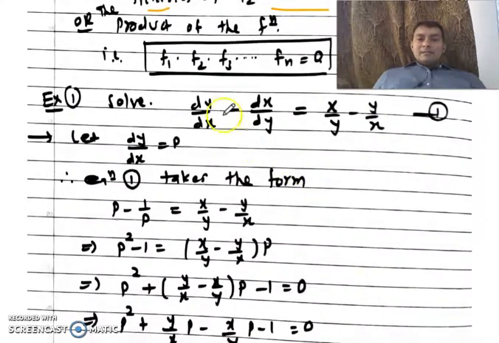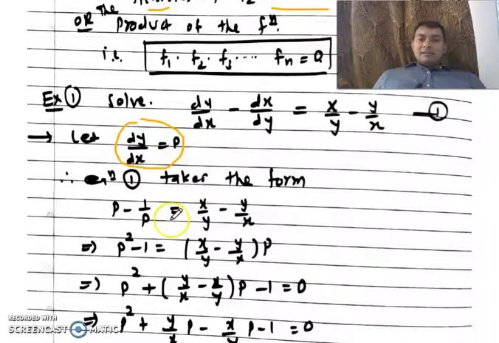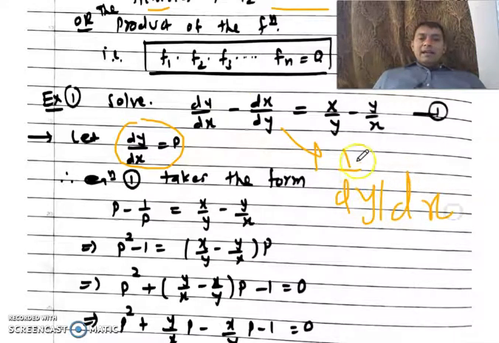So let us see the first question: dy/dx minus dx/dy is equal to x/y minus y/x. First we have to assume that dy/dx is equal to p. Therefore equation number 1 takes the form p minus 1/p, since dx/dy can be written as 1 divided by dy/dx, is equal to x/y minus y/x. When we take the LCM, p squared minus 1 is equal to (x/y minus y/x) into p.